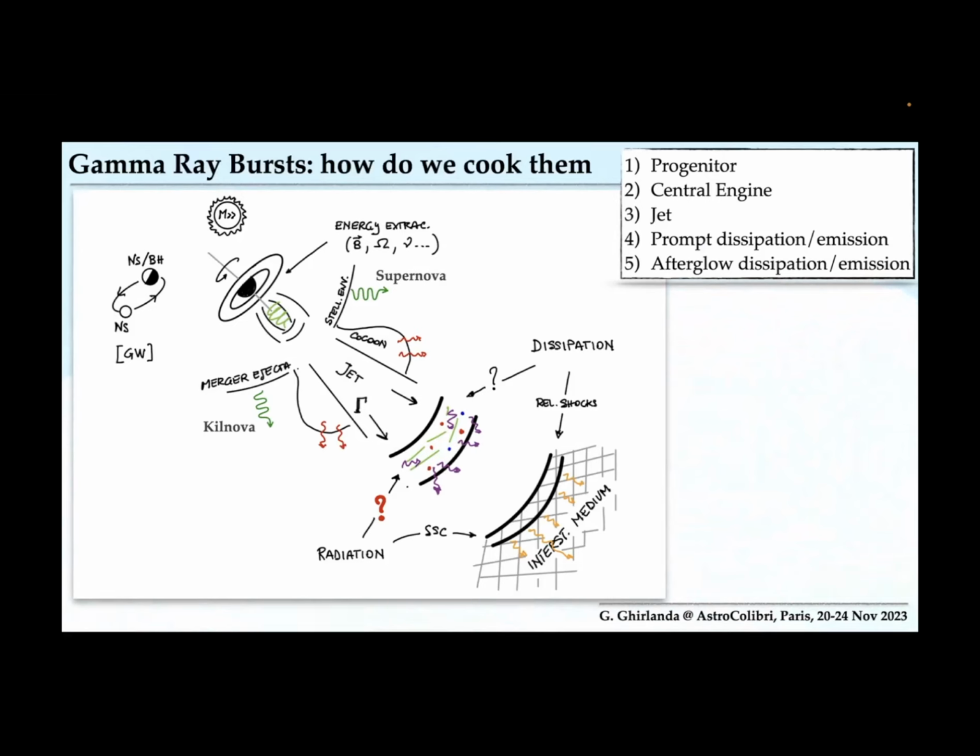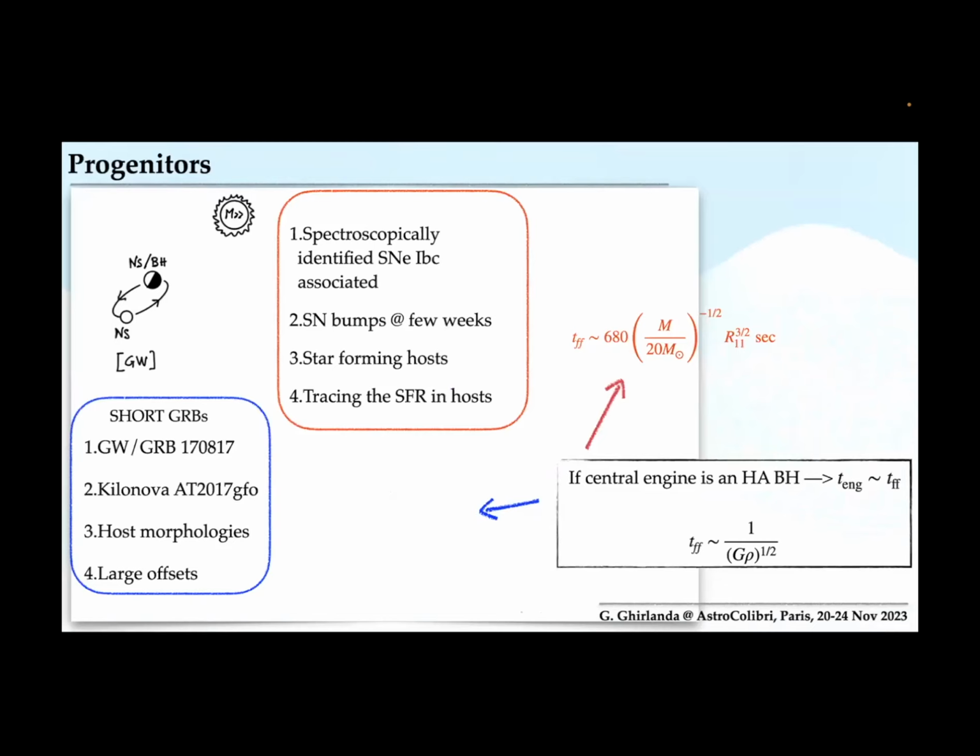So, if we think about cooking a gamma-ray burst, these are the five fundamental ingredients: a progenitor, a central engine, a jet, a prompt dissipation emission mechanism, and an afterglow dissipation emission mechanism. And I will try in the rest of my talk to go through these five points in a very general way, trying to highlight where we stand and what we do not understand. So let's start with the progenitor.